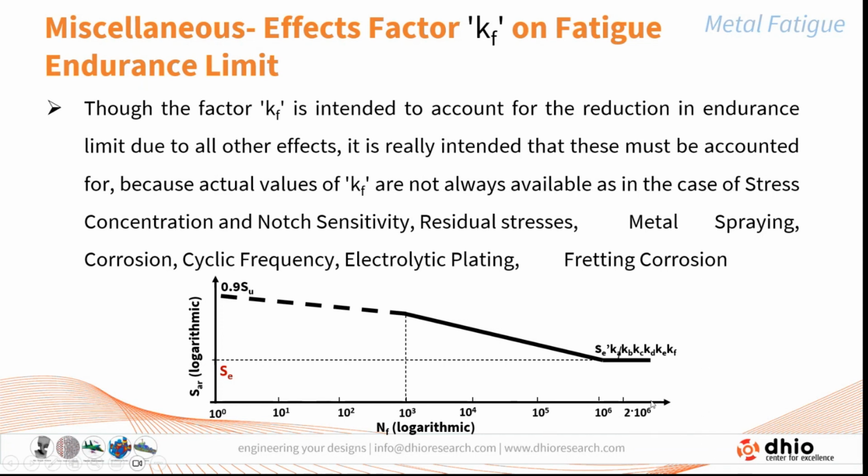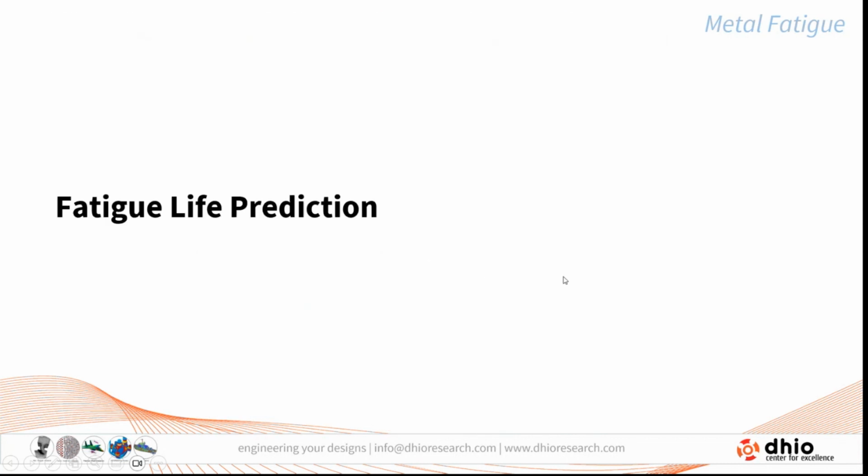So when we take all these factors and modify the SN curve, the modified SN curve, which is plotted as stress amplitude versus the number of cycles to failure, is taken into account. You can see here the endurance strength SC is SC dash times KA, KB, KC, KD, KE into KF. This is the endurance strength after taking all the factors into account, and it is always a little lesser than the actual endurance strength of the material.